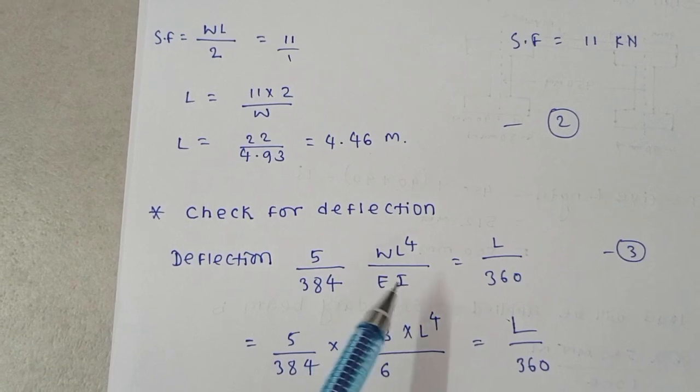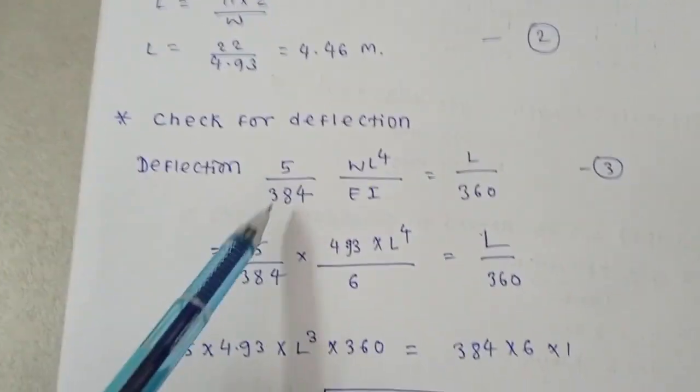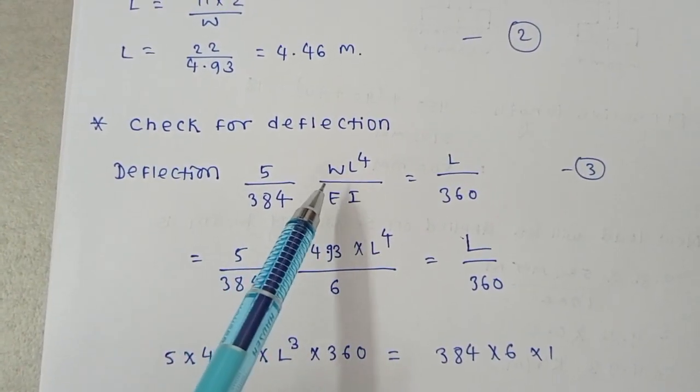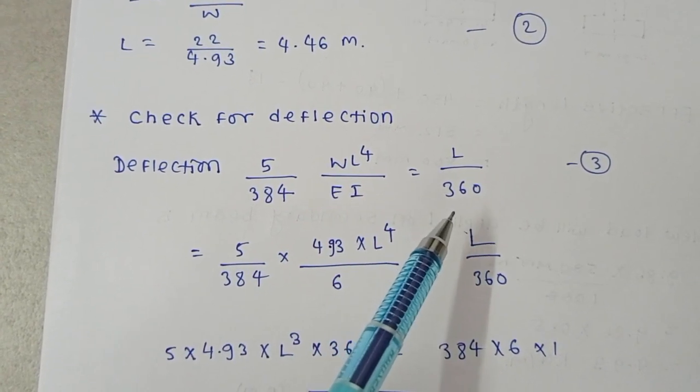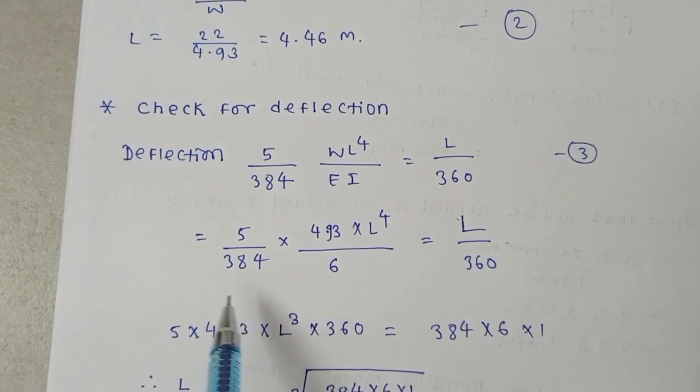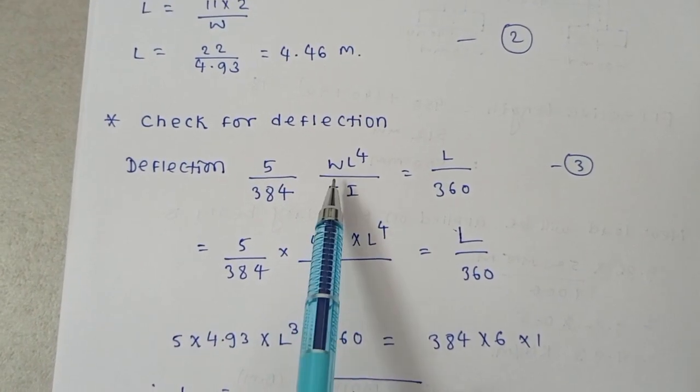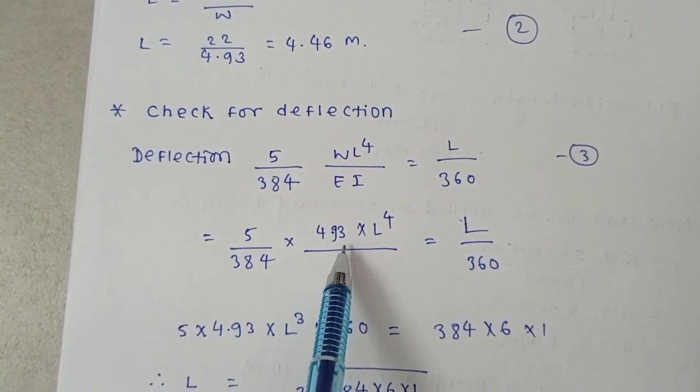Now checking for the deflection, the formula is 5 divided by 384 into WL power 4 divided by E into I equal to L divided by 360. Now we put the value W equal to 4.93 kilonewton.